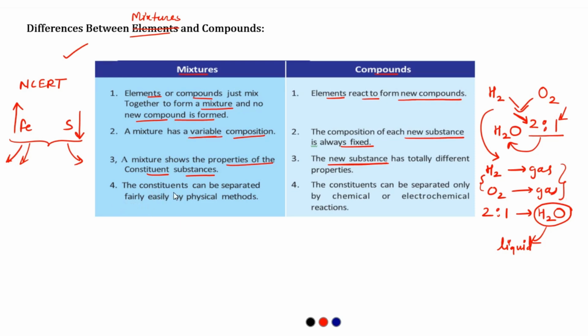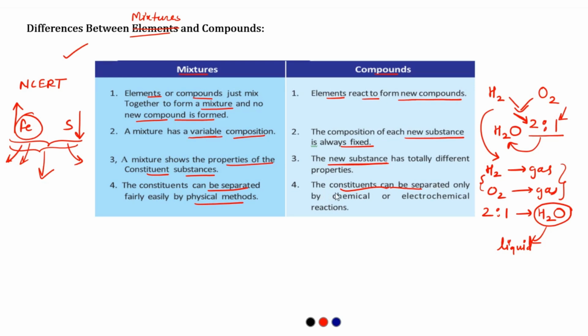Fourth point, the constituents can be separated fairly easily by physical methods. So as they have their different properties, we can easily separate all the components in mixtures by simple physical methods. Just now I told you, by using a magnet, we can separate iron from sulfur powder. But in compounds, we cannot separate the constituents because those are completely reacted, chemically reacted. And that's why by simple physical methods we cannot separate the elements.